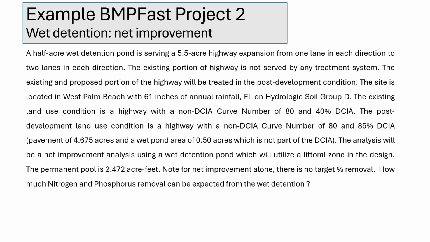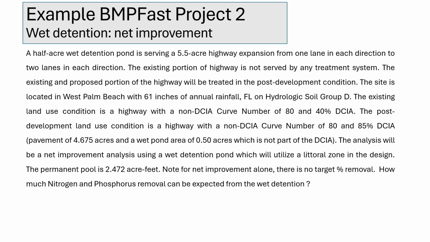The second example problem walks through a net improvement analysis using a wet detention pond. The scenario involves a half-acre wet detention pond serving a 5.5-acre highway expansion, where the road is being widened from 1 lane in each direction to 2 lanes in each direction. Importantly, the existing portion of the highway has no treatment system in place at all.